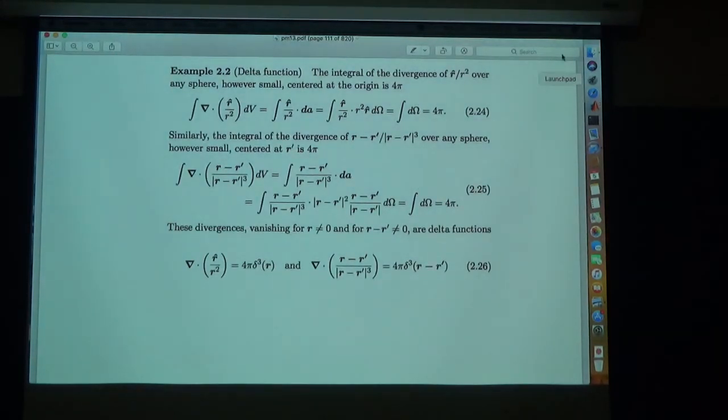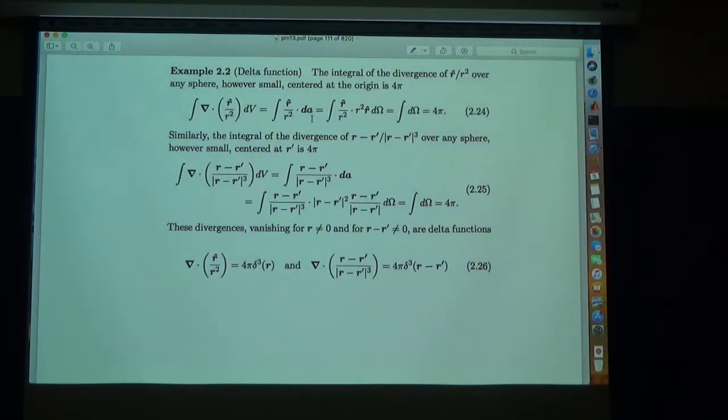So this is a remarkable result. It tells you that if you integrate the divergence of r hat over r squared, which is the thing that you get when you fool around with Gauss's law in electrodynamics and electrostatics, over a volume, what you always get is 4 pi. And that's true no matter how small the volume is. Infinitesimal volume, you still get 4 pi.